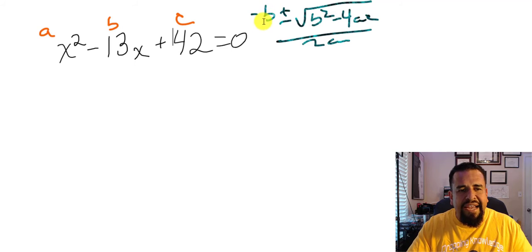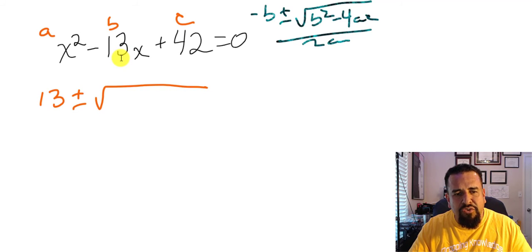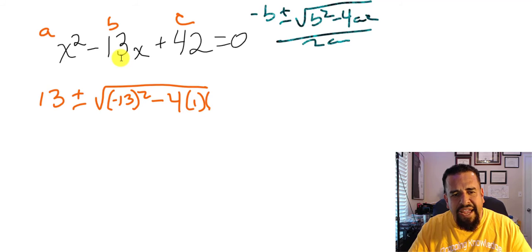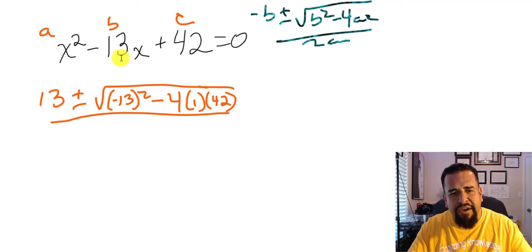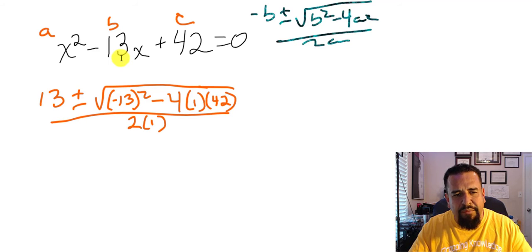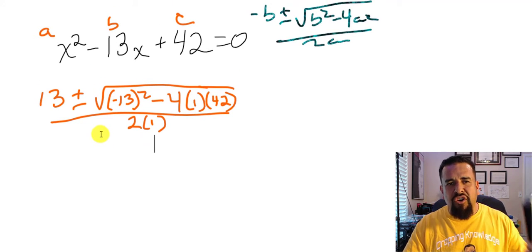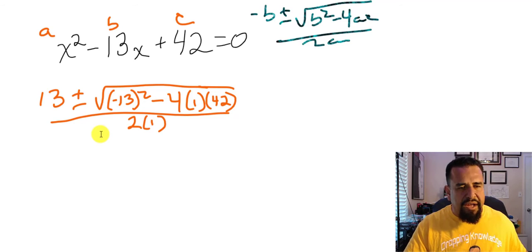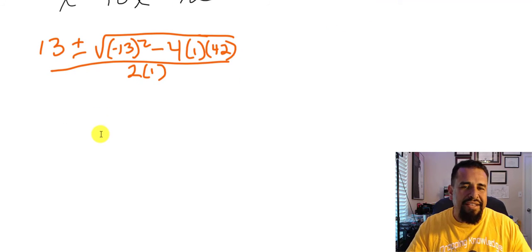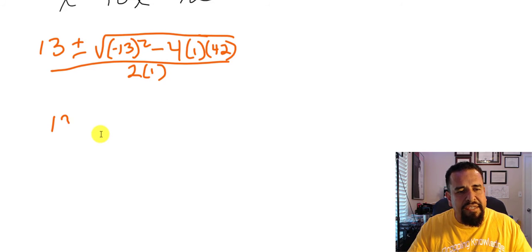So let's do it. Negative, again, I have a negative b. I had a negative 13, which is going to give me a positive 13, plus or minus the square root of b squared, which is negative 13 squared, minus 4 times a, which is 1, times c, which is 42. This is what I have here, and all of that gets divided by 2 times a, which happens to be 1. All right, from here, just take it slow. If you want to try it on your calculator and see if you can do it, I recommend try it because it's going to work out a lot faster for you. So let's get to it.